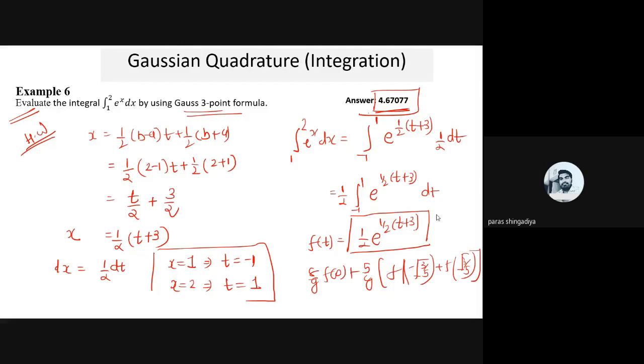8 by 9 f of 0 plus 5 by 9 f of the function value at minus root 3 by 5 and the function value at root 3 by 5. Clear? It will work out, right? Is there any problem? Any doubt? Can you solve it or not? Okay, so try it, and for any doubt, any query, we'll discuss here in the lecture. How will the answer come?